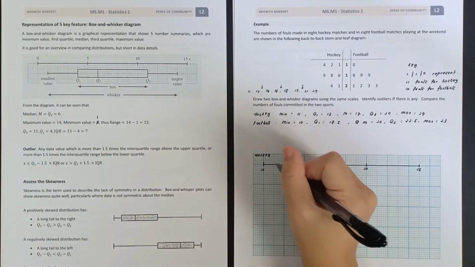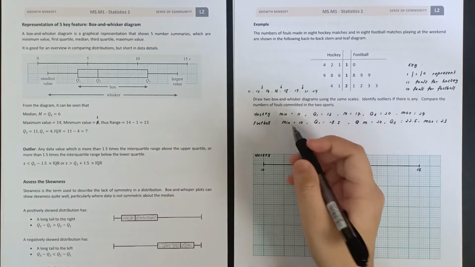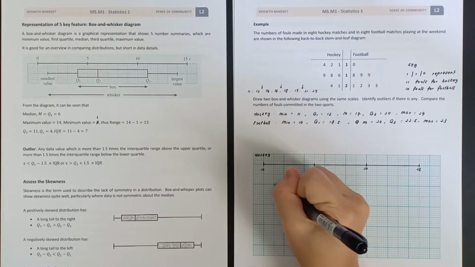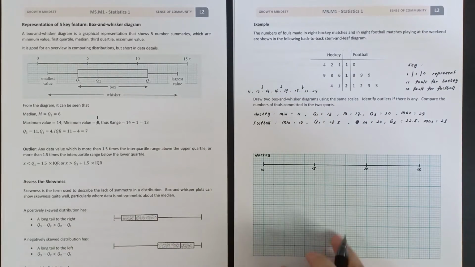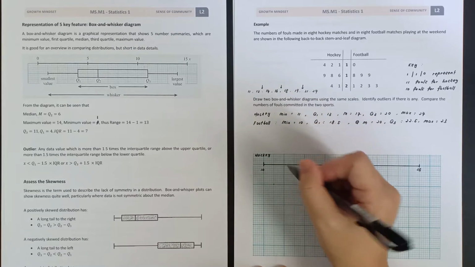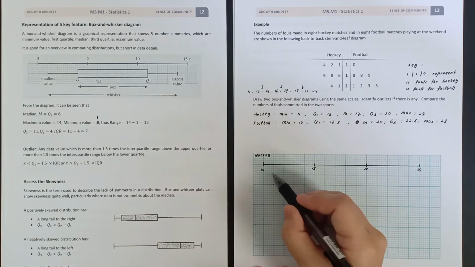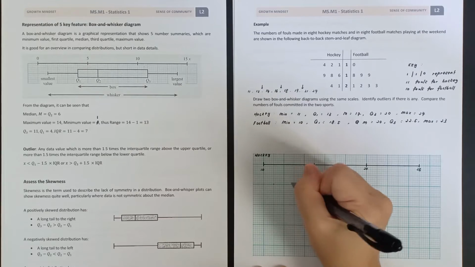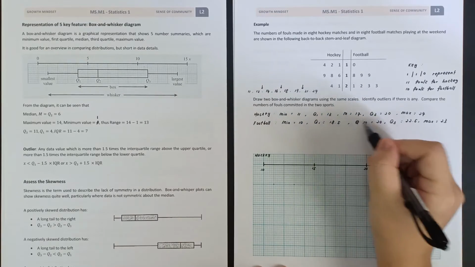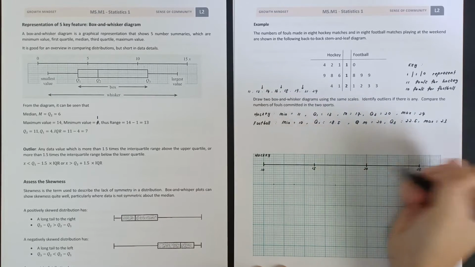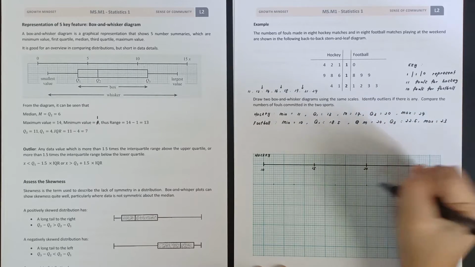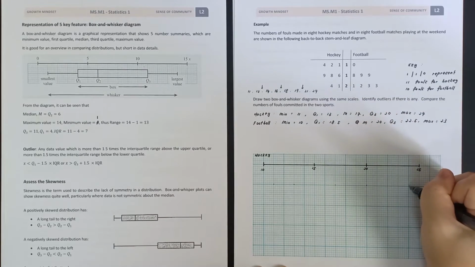So 11, you can draw it starting here. I think you have enough space. Then 13 is going to be 1, 2, 3. Then 17, 20, and then your end is 24.